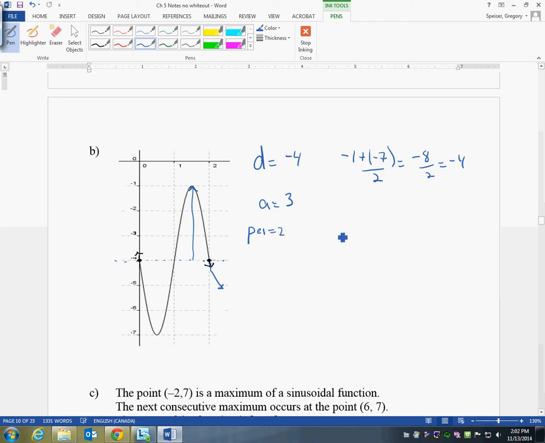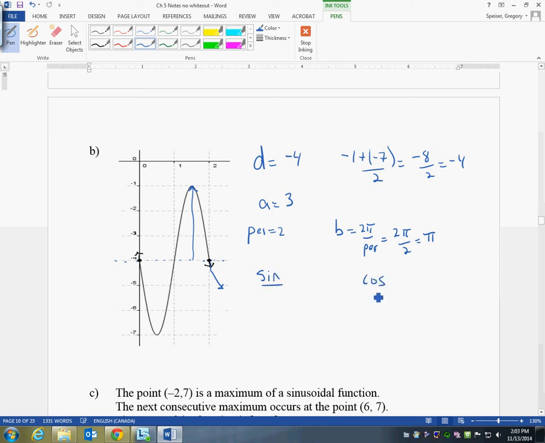Alright, so then my b value is 2 pi divided by the period. So it's 2 pi divided by 2, which is equal to pi. We're almost done. All we've got to do is think about our c values. So I'm going to do this twice. We're going to do a version for sine, and we'll do a version for cos.